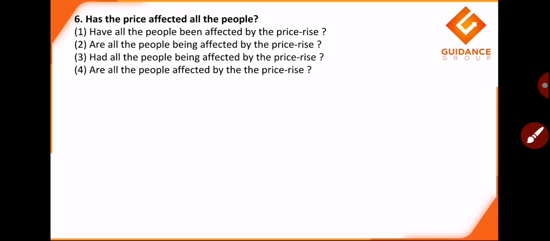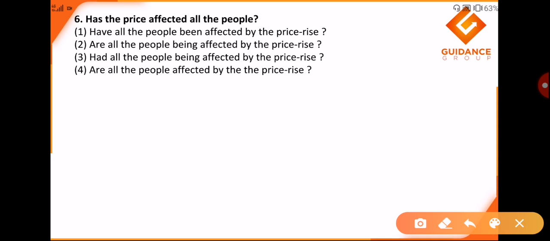Next one. Has the price rise affected all the people? Now this is a little tricky question. A little, not very much. Has means present tense. So present tense, there is the first sentence and the second sentence, and the third is out of context because it starts with had. Had is the past form of past tense. Are all the people affected by the price rise? Are all the people being? So being will again not come. For being to come, ing should be there in the given sentence. So 1, 2 and 3 are out of question.